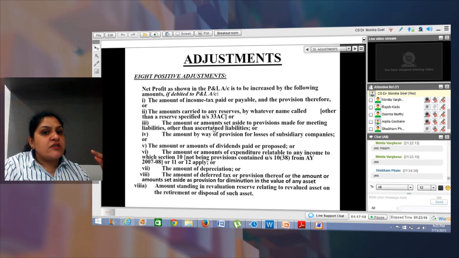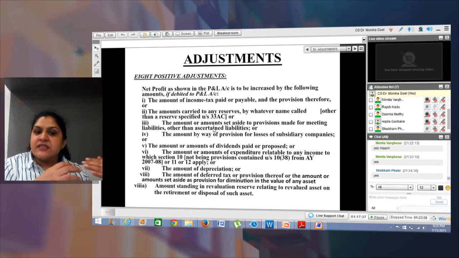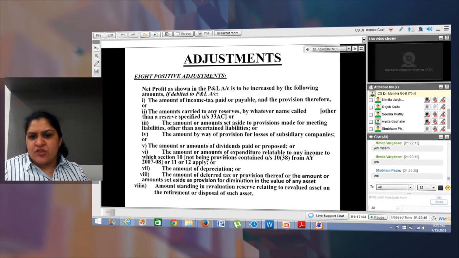It talks about amount by way of provision for losses of subsidiary companies. We're going to add it back. Amount or amounts of dividends paid or proposed. So any proposed dividend, any dividend paid has to be added back. Amount or amounts of expenditure relatable to any income to which section 10 or 11 or 12 apply, because these are exempt income. So any expenditure related to that has to be added back, because the incomes will also be reduced. So that's a fair deal, no differences in that.